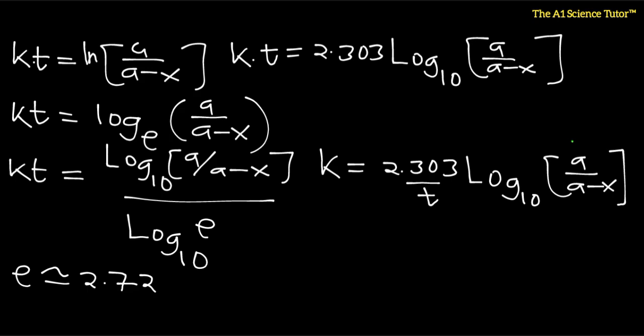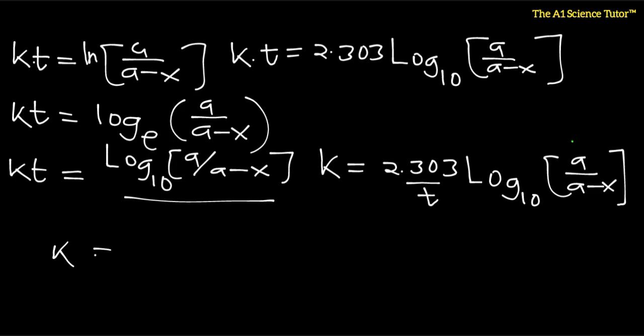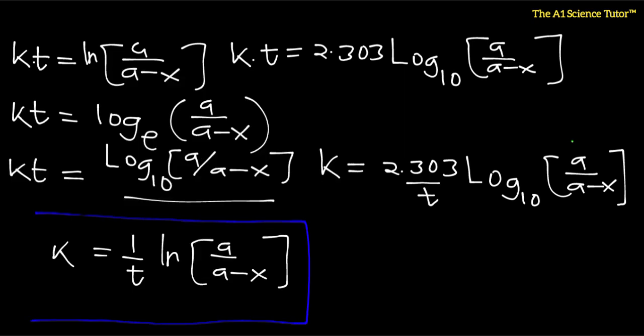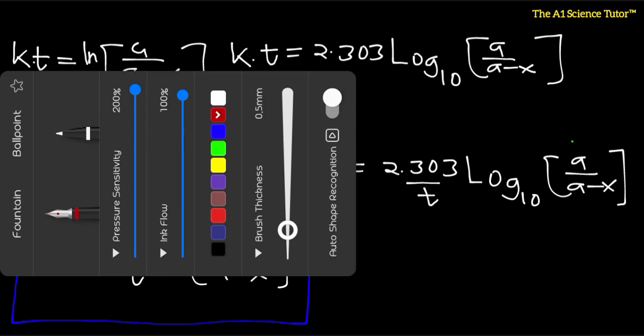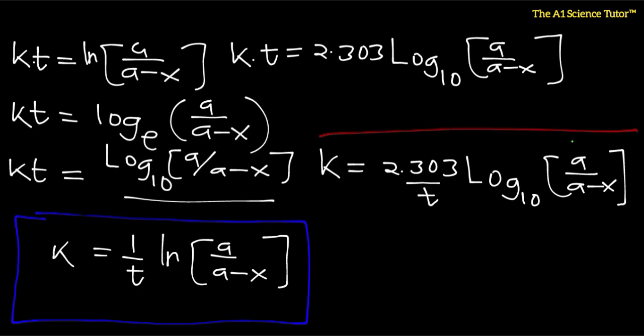So we know that one way to write the rate constant of a first order is 1 over t ln of a divided by a minus x. So this is one way to write this stuff, and this is another way that you could also write this stuff. So now you know how to derive it, and you know how they are actually interchangeable.